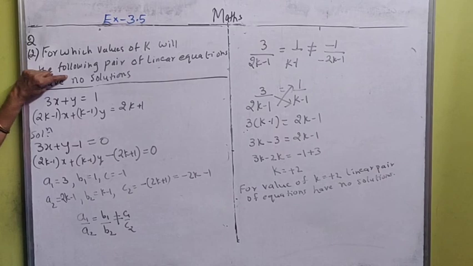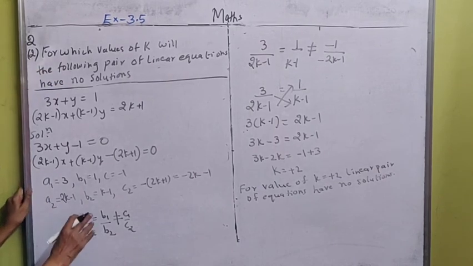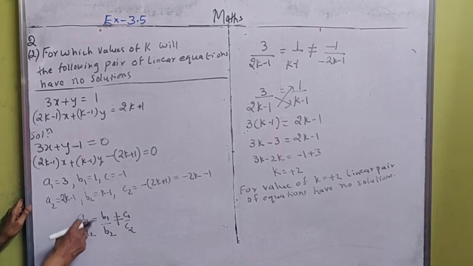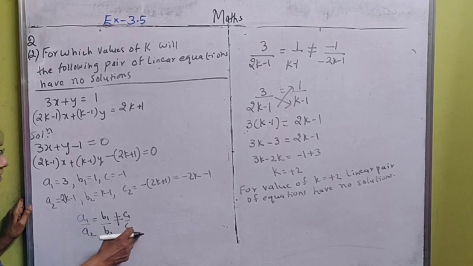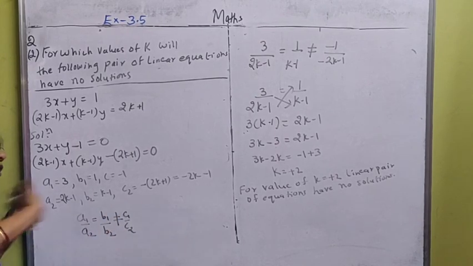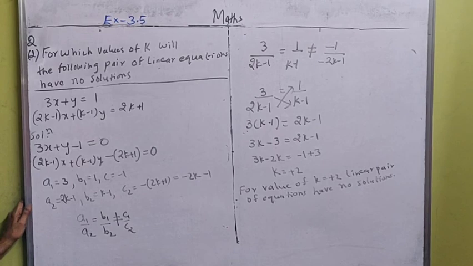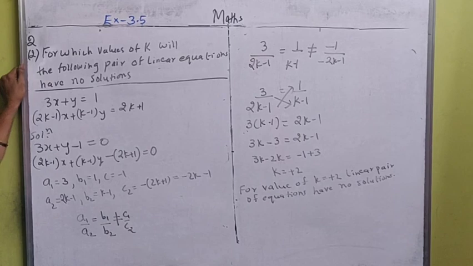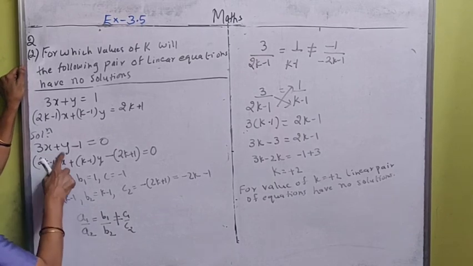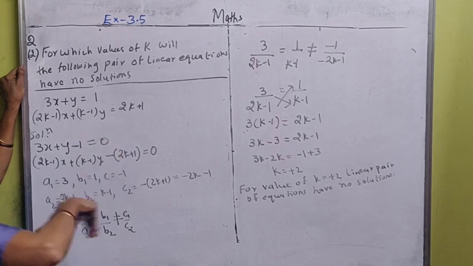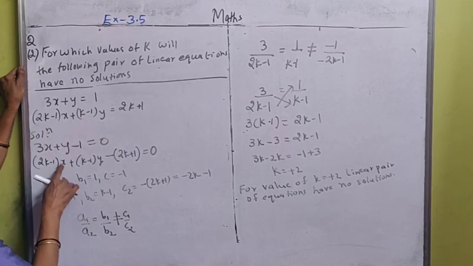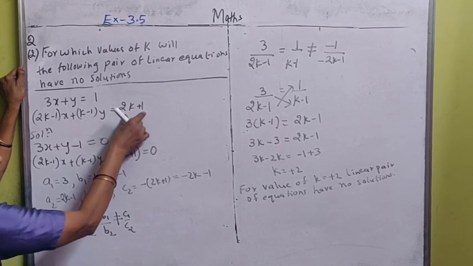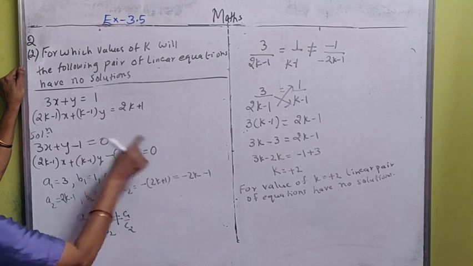So we came to know what it is. He already has given no solution, so we have to take only the rule for the no solution. What is the rule for the no solution? A1 by A2 is equal to B1 by B2 is not equal to C1 by C2. So C1 by C2 is not equal, that we don't need. Only the first two values, that is A1 by A2 is equal to B1 by B2. Now let us see the equation. Is it in general form? No. Let us arrange. So 3x plus y minus 1 is equal to 0. Second equation is also not in general form. So 2k minus 1 into x plus k minus 1 into y minus in the bracket, because it is a binomial term, I should keep in the bracket 2k plus 1 is equal to 0.